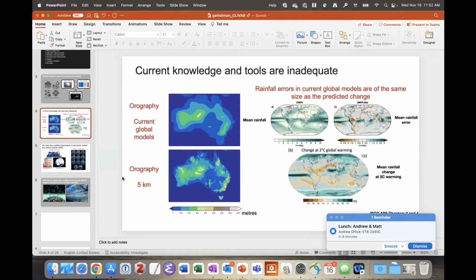Not yet. I think this is a very active area of research because a lot of these models are having trouble with these weakly forced systems in the tropics.